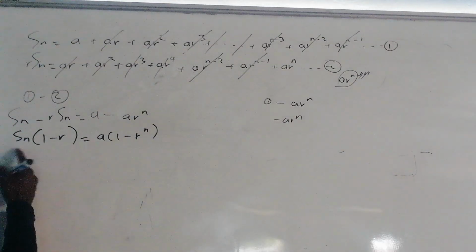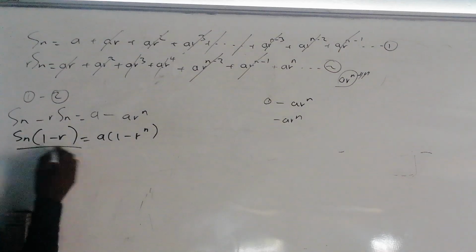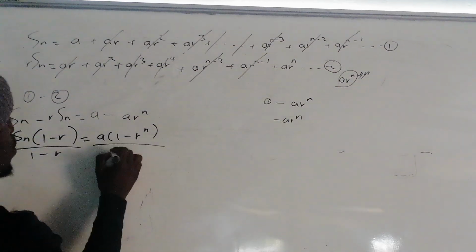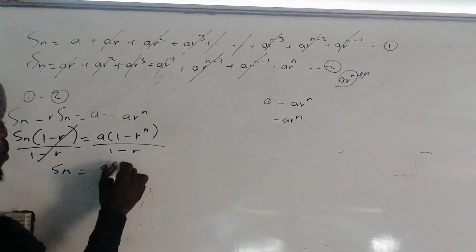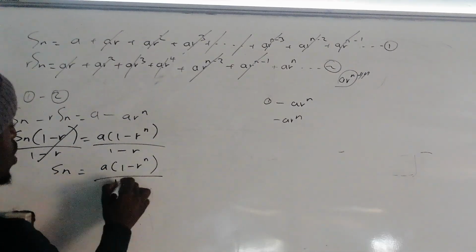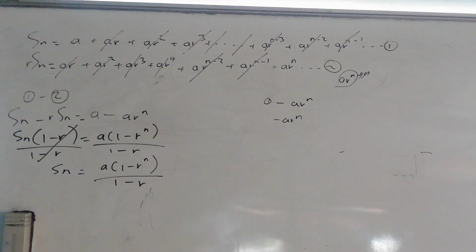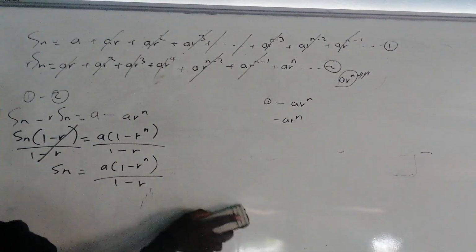Then you can make Sn the subject of the formula by dividing by 1 minus r. Then we have Sn = a(1 - r^n)/(1 - r). You are done proving that formula. So this is how you are doing it, guys. Make sure that you know this. It's very, very important. So this is how we are proving those formulas.